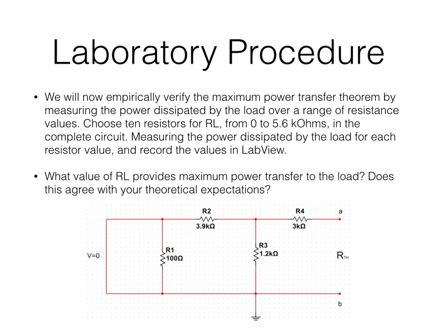We will now empirically verify the maximum power transfer theorem by measuring the power dissipated by the load over a range of resistance values. Choose 10 resistors for RL from 0 to 5.6 kilo ohms in the complete circuit, measuring the power dissipated by the load for each resistor value, and record the values in LabView. What value of RL provides maximum power transfer to the load? Does this agree with your theoretical expectations?